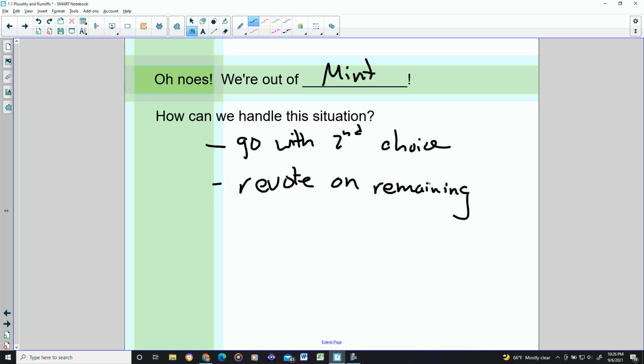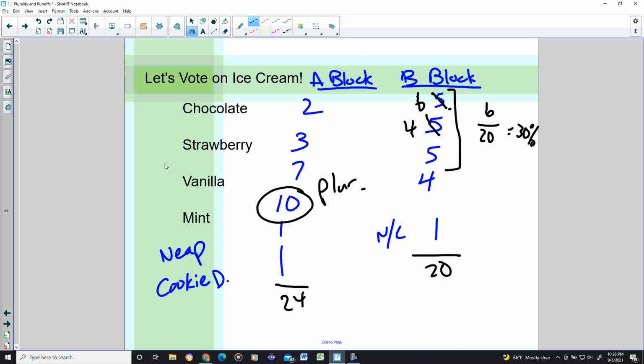You can go with your second choice if you feel like that's going to be okay, like there's another ice cream that people will be okay with, and if you don't have a lot of time. Revoting is costly, takes time, but you will likely get better results, right? Because you'll know of the remaining what people truly feel like. If you just go with people's second choice, yeah, you could just immediately do it, but you run the risk of people being unhappy. And certainly here, second choice, vanilla.